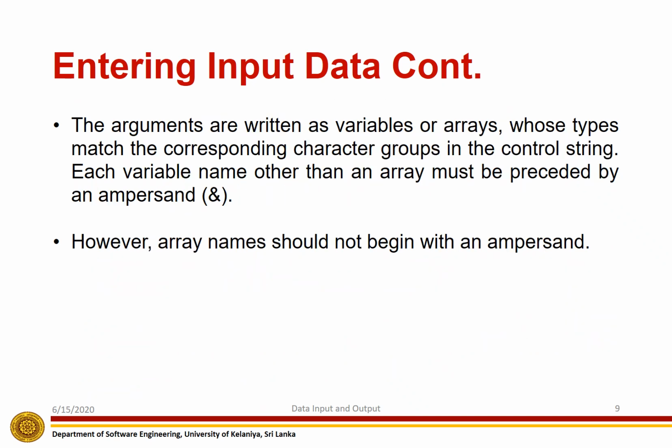The arguments are written as variables or arrays whose types match the corresponding character groups in the control string. Each variable name other than an array must be preceded by an ampersand. Actually, these arguments are pointers that indicate where the data items are stored in the computer's memory. However, array names should not begin with an ampersand. Now we will see some examples for those above points and understand them in the next few slides.